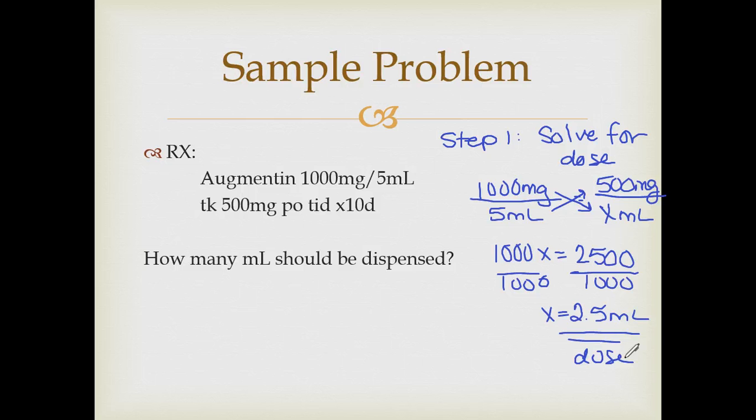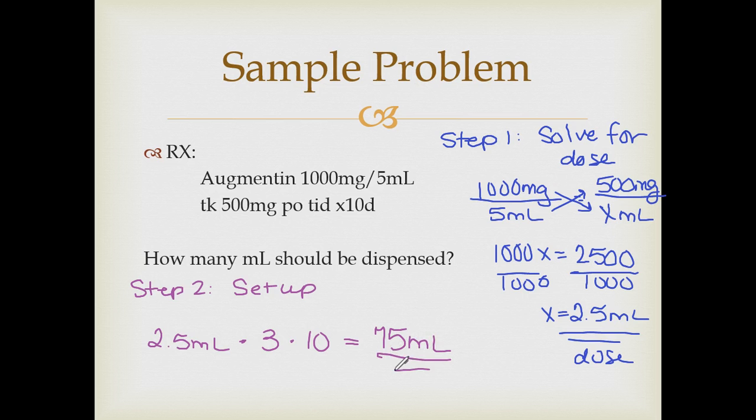Now step 2 is not going to change from the previous problem. Now we're going to set up the equation and solve. So my dose here is 2.5 mL. My frequency is 3 times a day for 10 days. So 2.5 times 3 is 7.5, times 10 is 75 mLs. The quantity dispensed for this particular prescription is 75 milliliters.